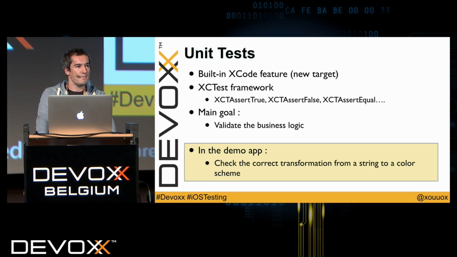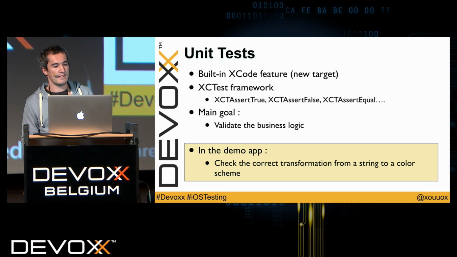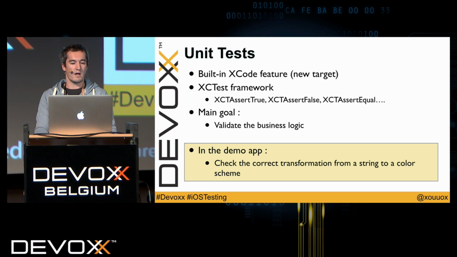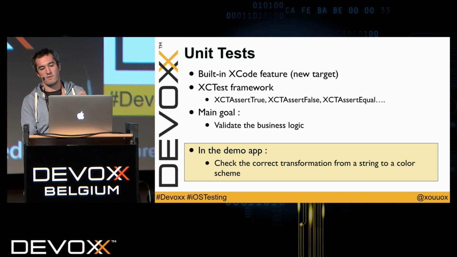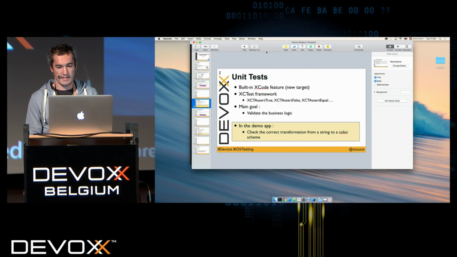And the main goal of unit test, of course, you know, is to validate the business logic. So given an input, does my function output the right value? So this is what we are going to try on the app. So we'll check whether or not the transformation from the string to a color scheme is correct. So let's code.